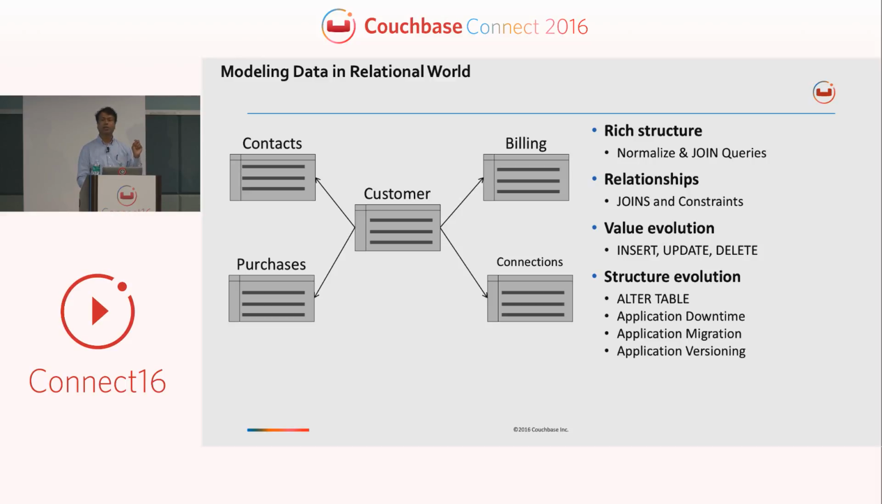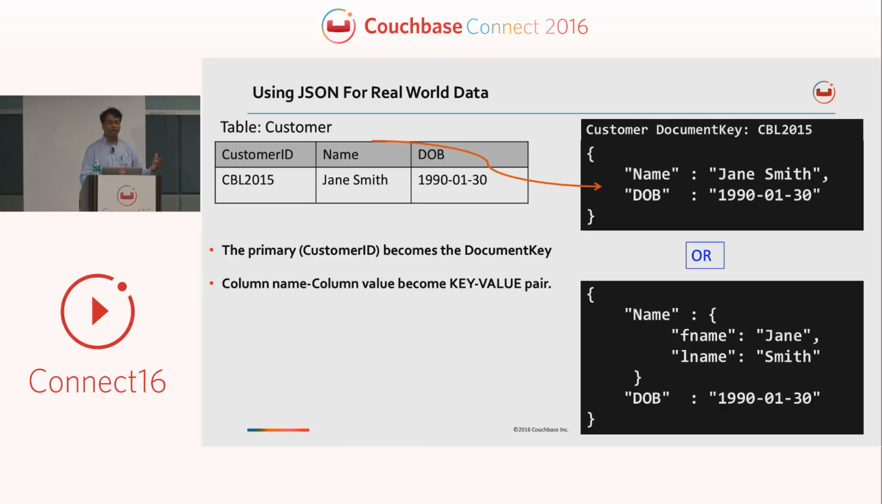Alter table typically requires you to have application downtime, application migration from one version to the other version, and you would need to do versioning of the application itself. Okay, let's see how we can convert this normalized schema into a document model representation of the customer object, right?